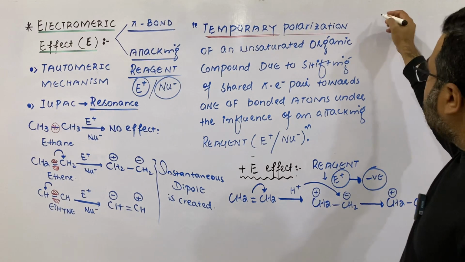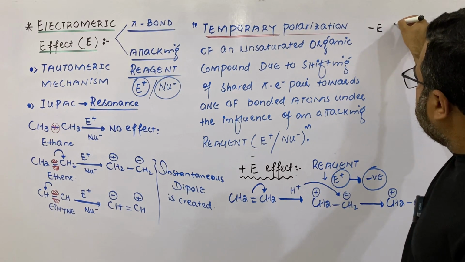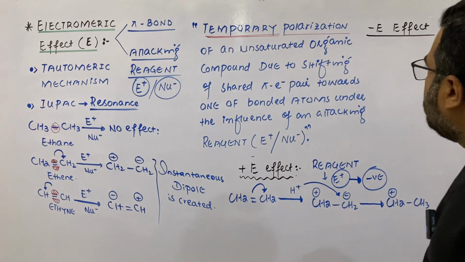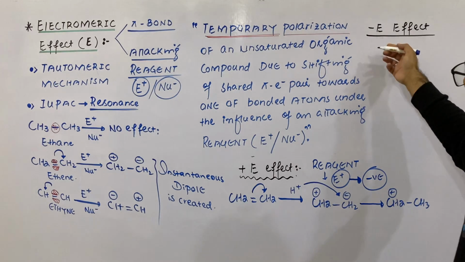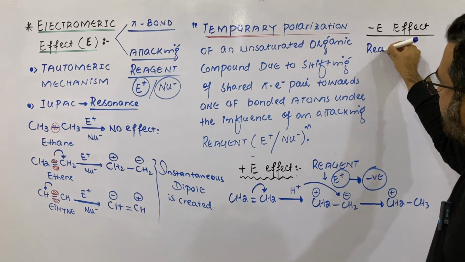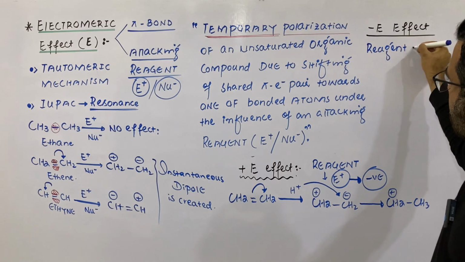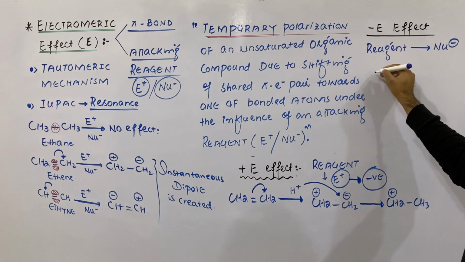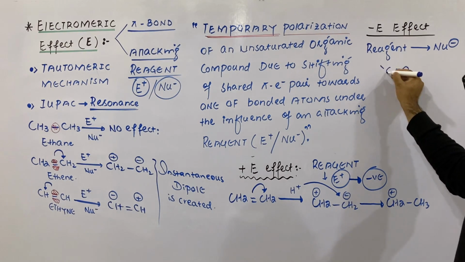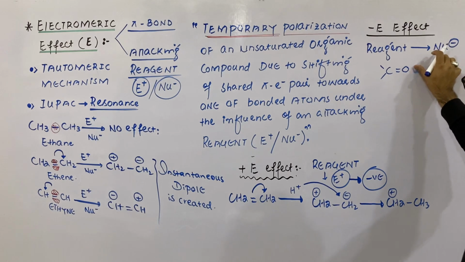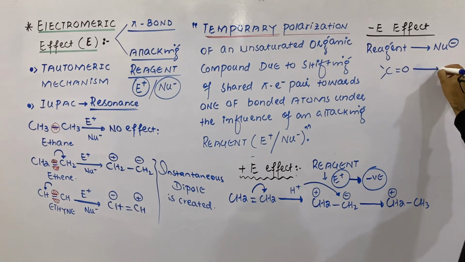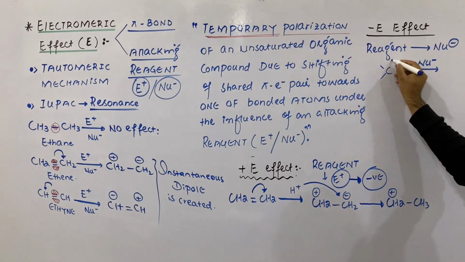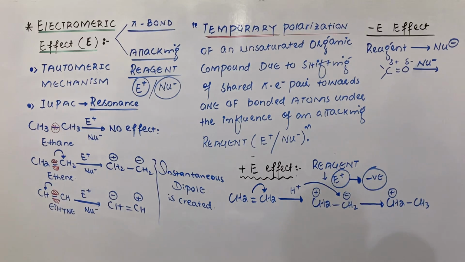On the other hand, the second one is the negative electromeric effect. Now, my dear students, in case of negative electromeric effect, the reagent should be a nucleophile. For example, if there is a carbonyl compound and a nucleophile attacks on it, this one is partial positive, partial negative, and a pi bond is present between them.